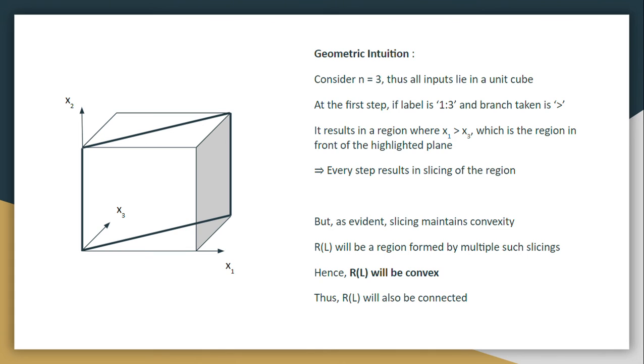And we know already that slicing maintains convexity. If we slice a convex region, the result will be also a convex region. And the unit cube is a convex region. Thus, as RL will be a region formed by multiple such slicings, RL will also be convex. And therefore, as RL is convex, it will also be connected. So we can see this geometrically as well, what we saw in the previous slide algebraically.